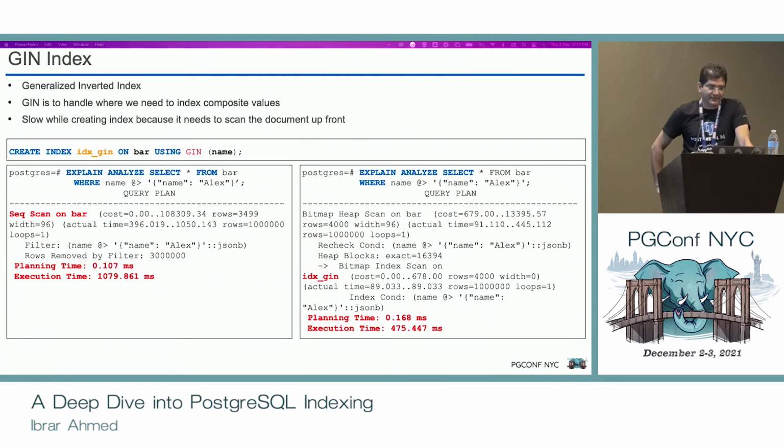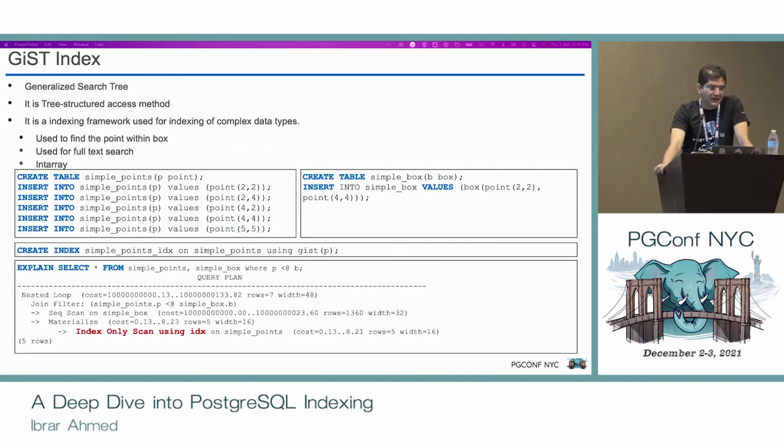Generalized inverted index. You can see that I have created an index on the name, and you can see the timing difference here. I'm just searching for the name Alex within that JSON document, and you can see the timing.